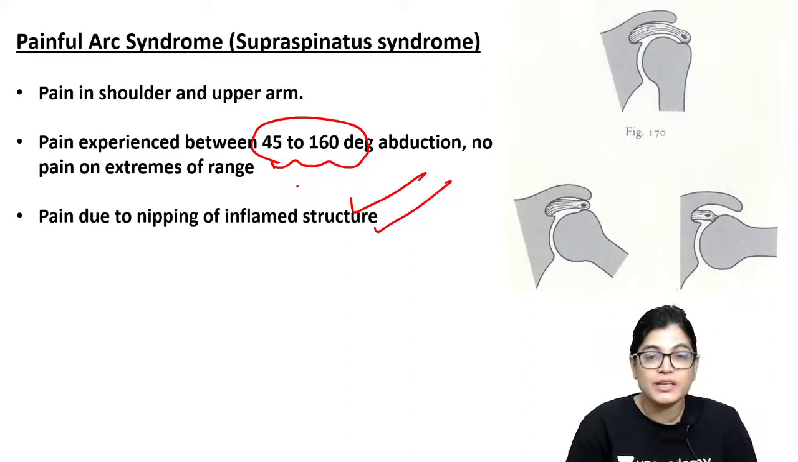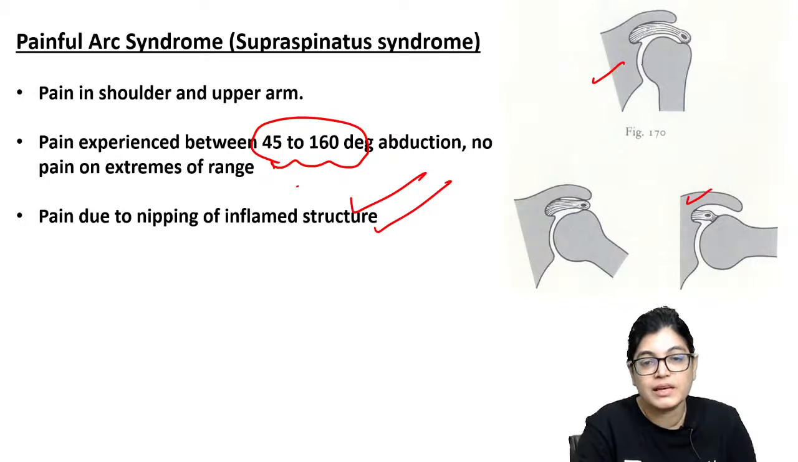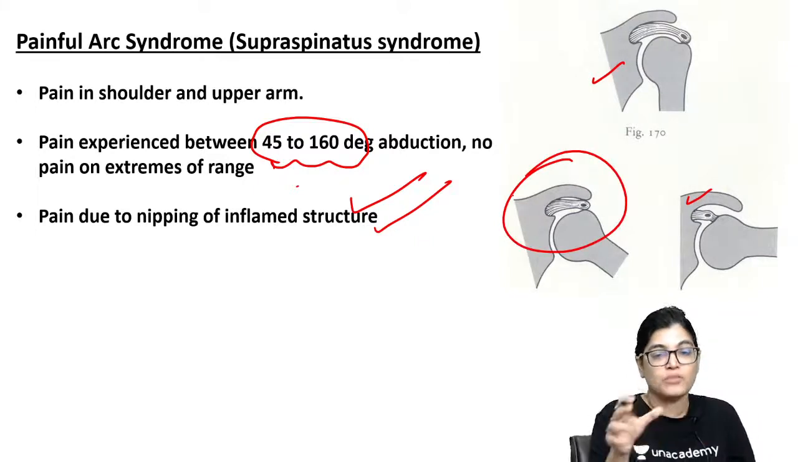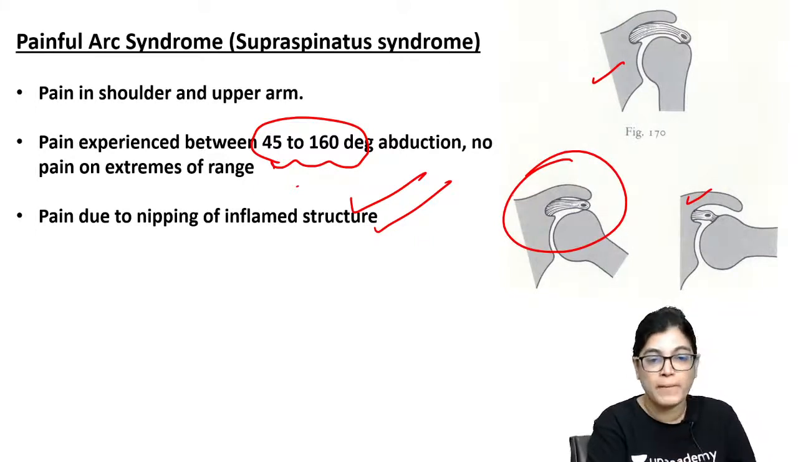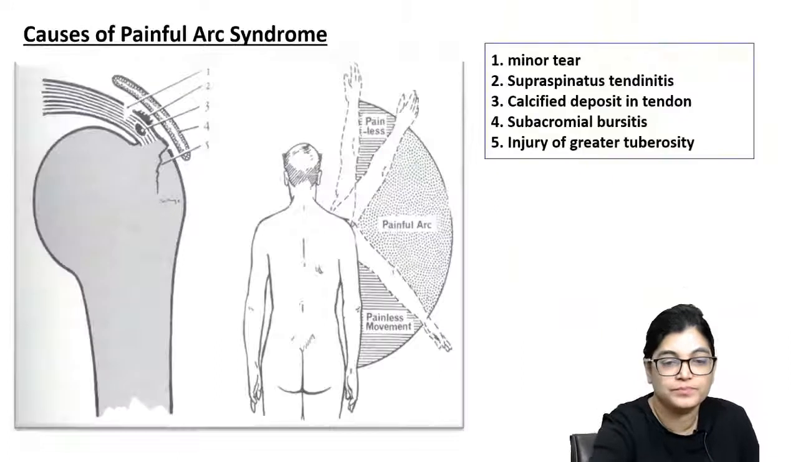In the initial and extreme movements, there is not much compression of the supraspinatus muscle, or there is a space, but in the middle range of movement, the supraspinatus muscle is compressed. So this is more painful.